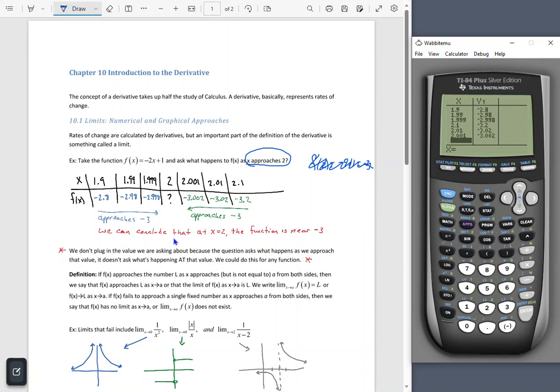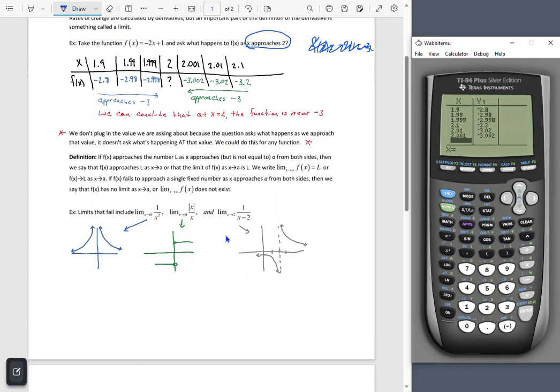So we can conclude that when x is 2, suppose we don't know how to evaluate, we don't know that the answer is negative 3. Using limits, we can conclude that the function is near negative 3 at that value. Now, I'm going to have a very important reason for this shortly. Why don't we just plug it in? I'll show you. But that's the concept. That's what we're looking at.